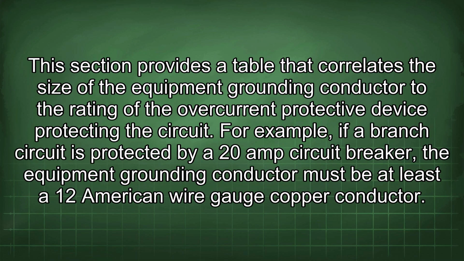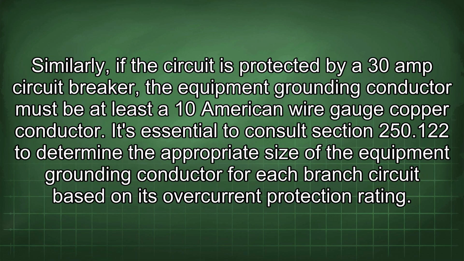Now let's delve into the sizing requirements for the equipment grounding conductor as outlined in Section 250.122. This section provides a table that correlates the size of the equipment grounding conductor to the rating of the overcurrent protective device protecting the circuit. For example, if a branch circuit is protected by a 20-amp circuit breaker, the equipment grounding conductor must be at least a 12 American wire gauge copper conductor. Similarly, if the circuit is protected by a 30-amp circuit breaker, the equipment grounding conductor must be at least a 10 American wire gauge copper conductor.